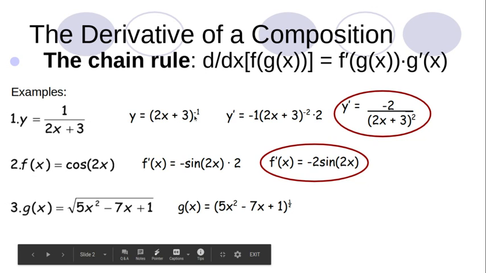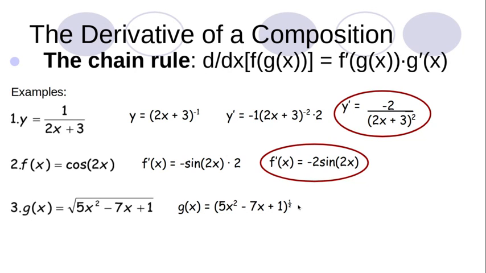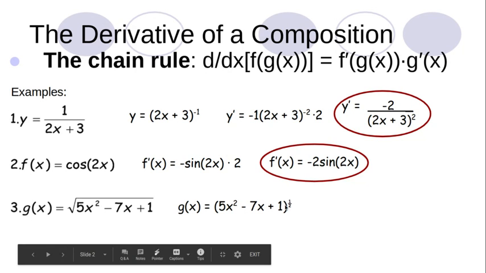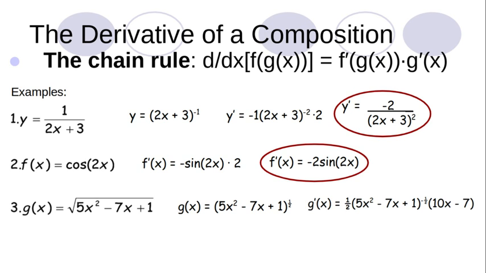And now we've got a very similar situation to what we had in number 1. So we're going to take the derivative of the outer function first. That would be this power rule. And then multiply by the derivative of the inside function, which is also a power rule. So we're going to bring the 1/2 out in front and then subtract 1 from the exponent to get negative 1/2. Keep the original function inside, and then we multiply by the derivative of the inside, which is another power rule. The derivative of 5x squared minus 7x plus 1 is just 10x minus 7.